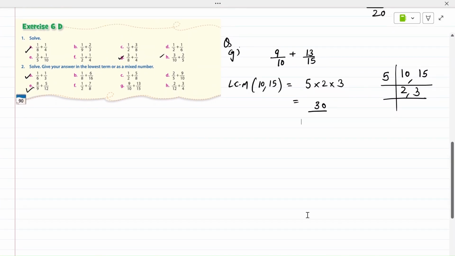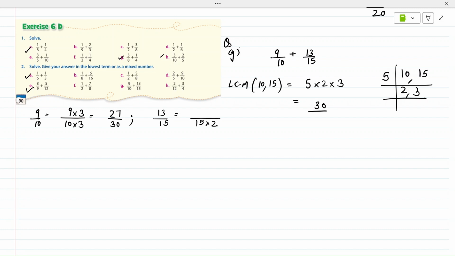And now we have to change these fractions. 9 by 10 will be equal to: multiply 10 with 3 to get 30 in the denominator, and the same number in the numerator also. So 27 by 30 is our first fraction. Second fraction is 13 by 15. So multiply with 2 here and with 2 here as well. We will get 26 here and 30 here. So our two like fractions are 27 by 30 and 26 by 30.